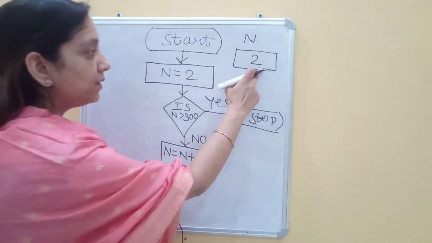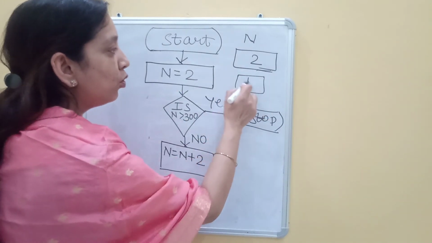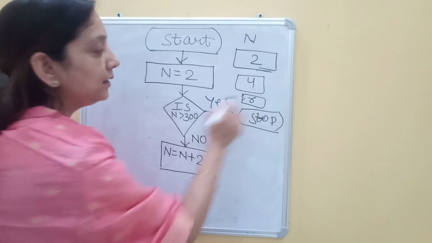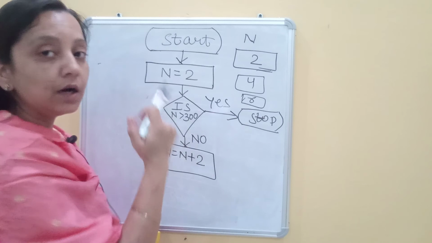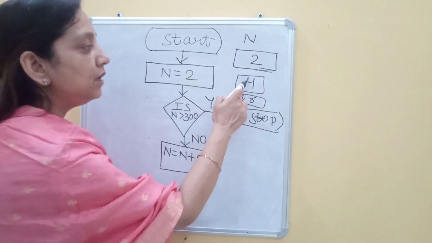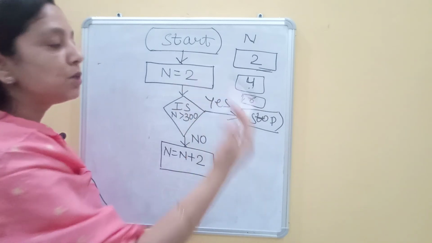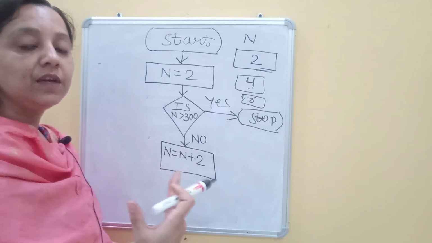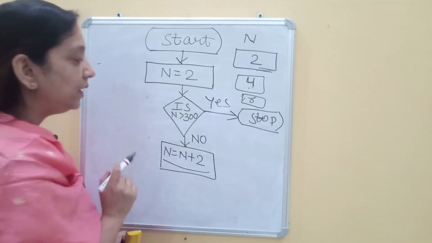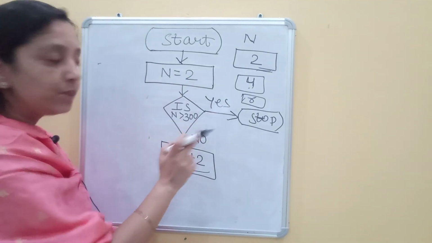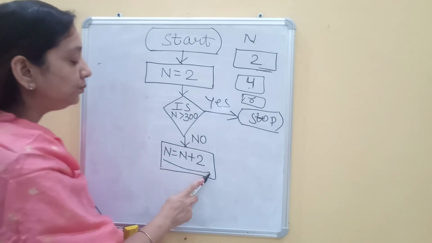Yes, the first even number is 2. Then the next even number will be 4. Next will be 6, like this. Yes, so that means every time a jump of 2 produces an even number. 2 plus 2 gives you 4, 4 plus 2 gives you 6, 6 plus 2 gives you 8, and so on. Like this we can get the list of even numbers. So what is the formula for calculating the even numbers after the initial even number? That is n equals n plus 2.